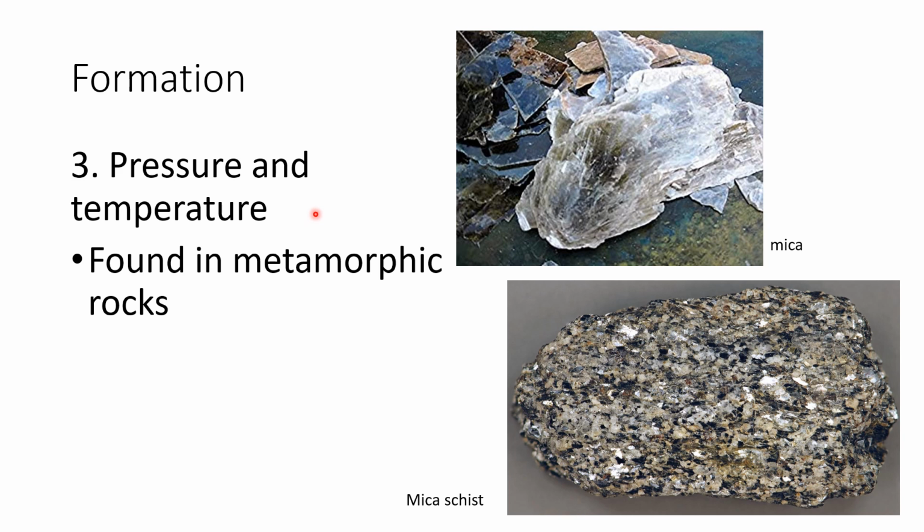A third way that minerals can form is when we have extreme pressure and temperature involved on already existing minerals that changes them. So these are going to be found in metamorphic rocks. Here's an example of a mineral called mica. You've got one type of mica here, this light one, called muscovite mica, and then this dark one over here is called biotite mica. And mica can commonly be found in metamorphic rocks such as mica schist. So in this piece of schist here, you can see these light colored glinting bits are pieces of muscovite mica, and these darker pieces are pieces of biotite mica.